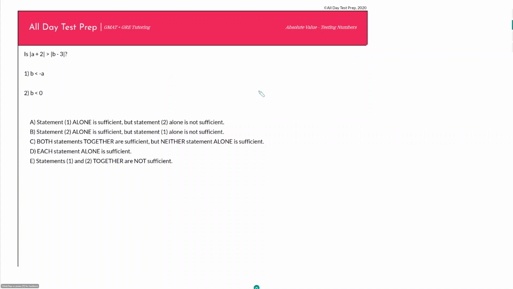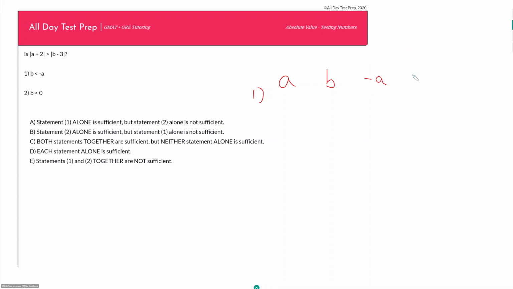So statement 1 says, b is less than negative a. What does that mean we're going to need? We are testing our numbers. We're going to need a. Really, we need a negative a, but we can get an a and use that to generate our negative a. So we need an a, we need a b, and from our a we can get a negative a.